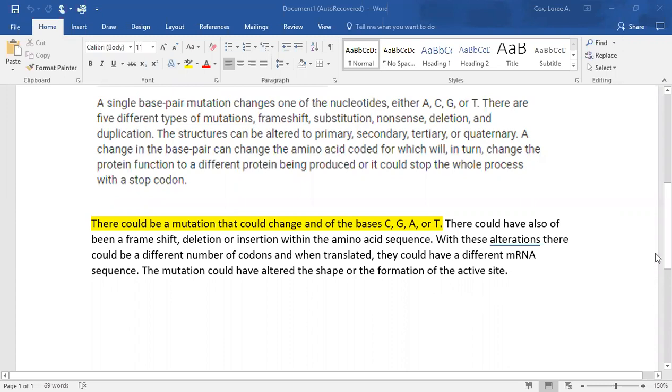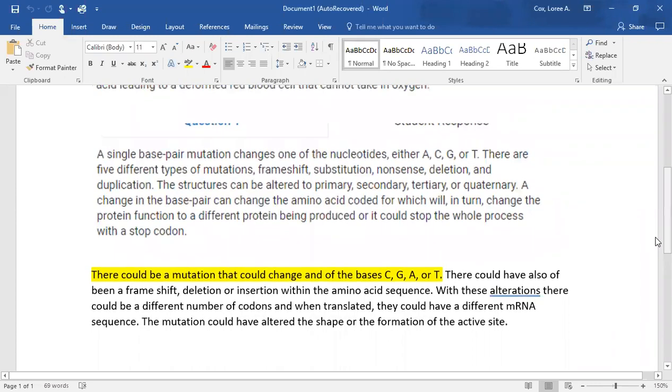So let's go up to this response that's right before it. Okay, so this is another response. A single base pair mutation changes one of the nucleotides, either A, C, G, or T. Excellent, okay. They said nucleotides, although I would have loved to have seen the word DNA there, but that point was given there for that first sentence.